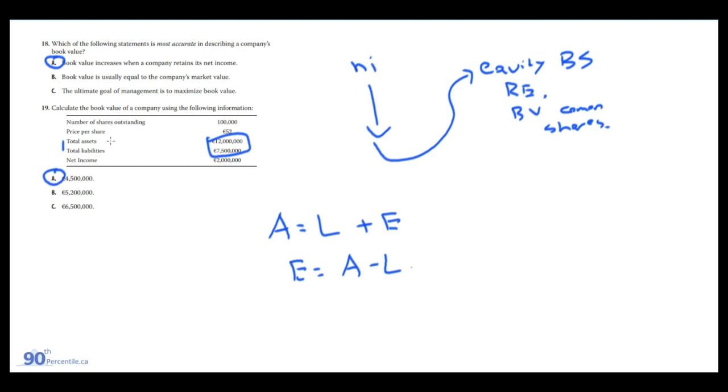They're throwing this number of shares and price per share out here to mess with you a little bit. And that's actually answer B right here, the 5.2 million. But if you multiply the number of shares outstanding by the share price, that's the market value, not the book value of equity.